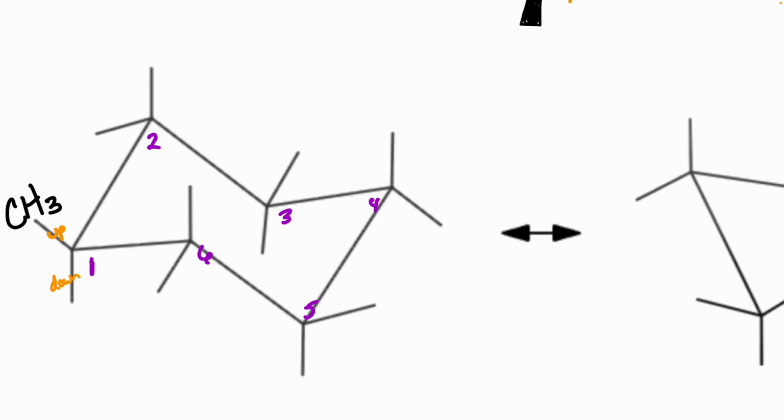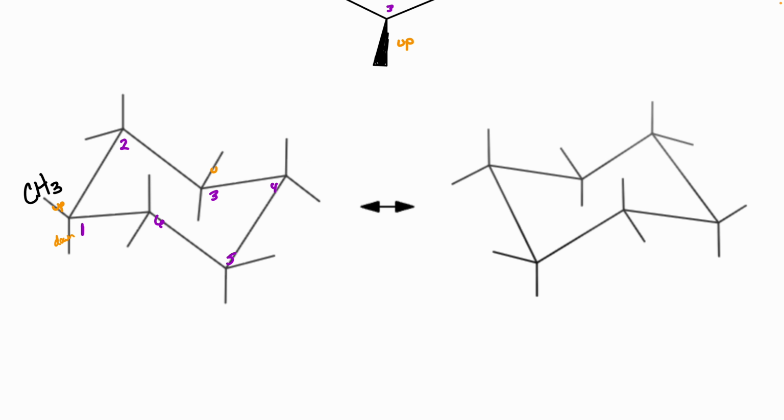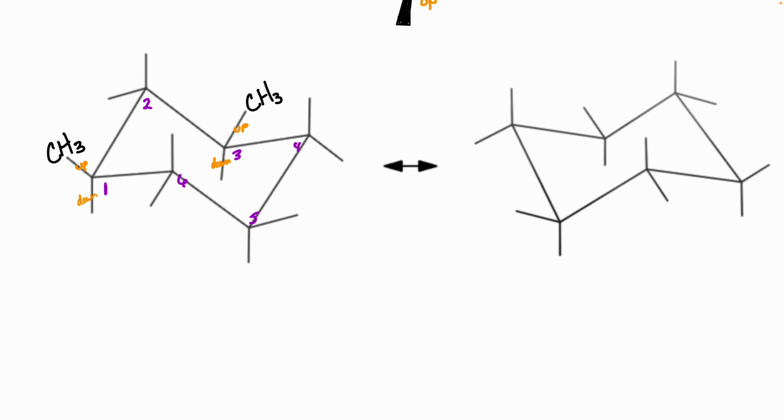All right, again, I have my two bonds of carbon 3, one pointed up, the other one pointed down. I want to put that methyl group on that up bond. Now I want everybody to take a second and figure out whether these methyl groups in our chair conformation are sitting in the axial position or the equatorial position.